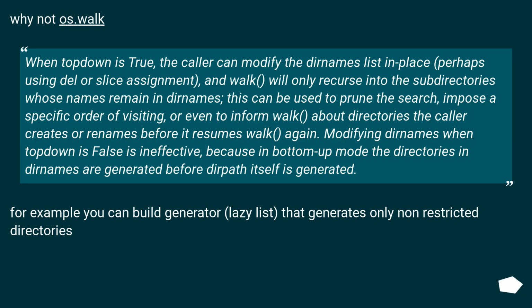Modifying dirnames when top-down is false is ineffective, because in bottom-up mode the directories in dirnames are generated before dirpath itself is generated. For example, you can build a generator, a lazy list, that generates only non-restricted directories.